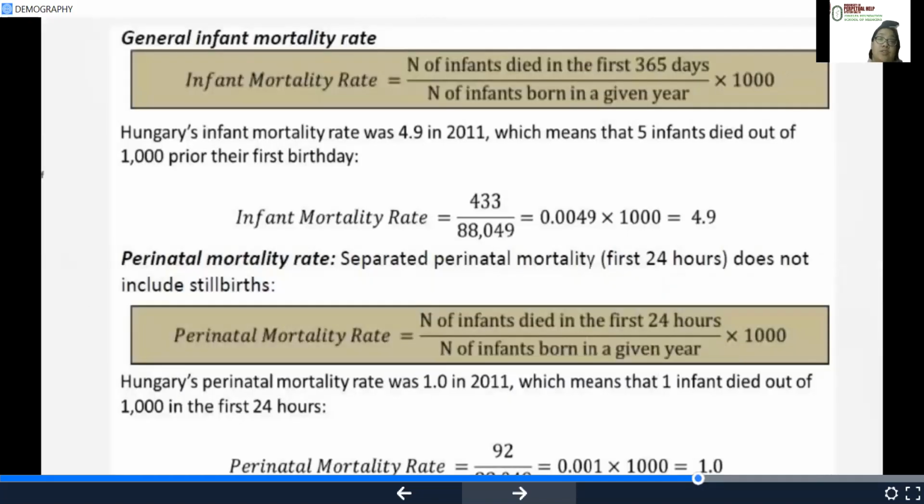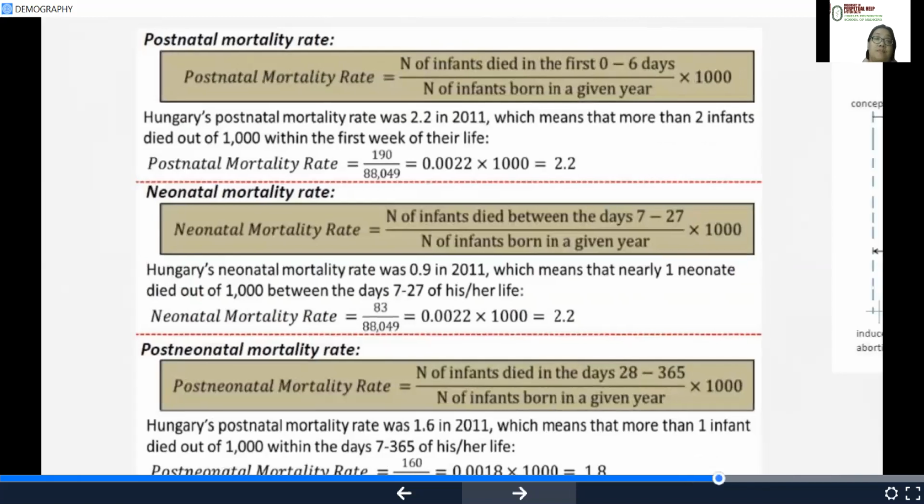So we could compute your general infant mortality rate as we have computed in the previous slide, and your perinatal mortality rate. So this is a separated perinatal mortality, first 24 hours, and will not include your stillbirths. So perinatal is the number of infants died within the first 24 hours over the number of infants born in a given year.